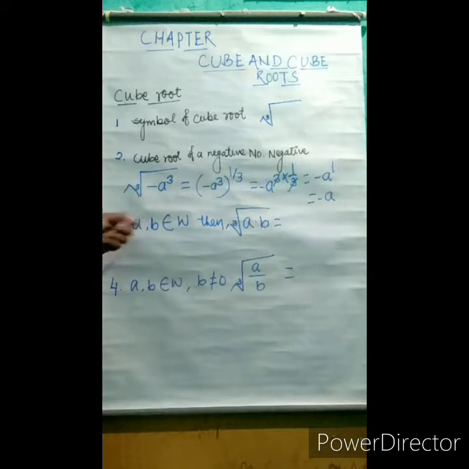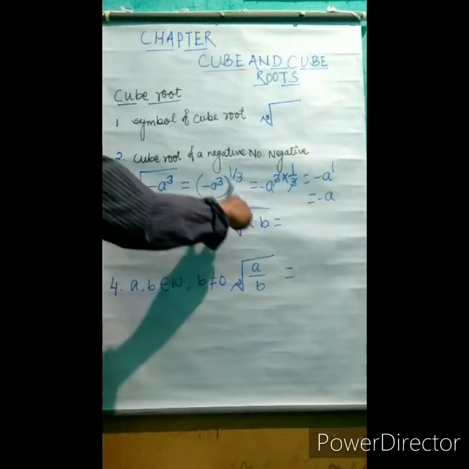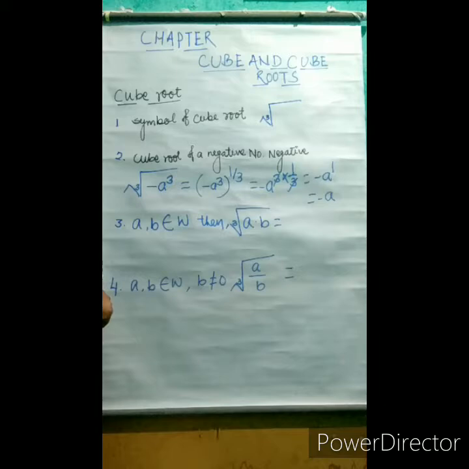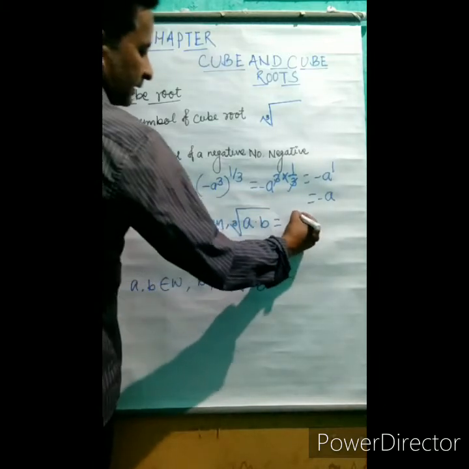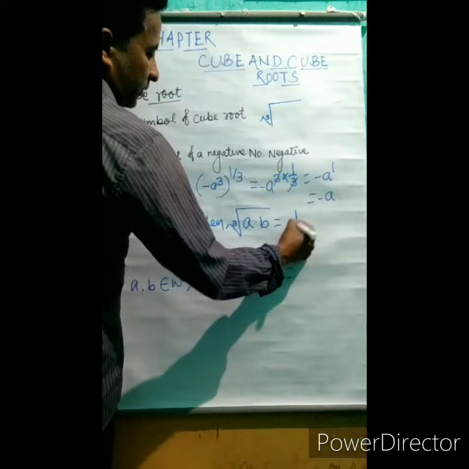Next, if a and b are whole numbers, then if you are going to find the cube root of two whole numbers, we can write this as a product.